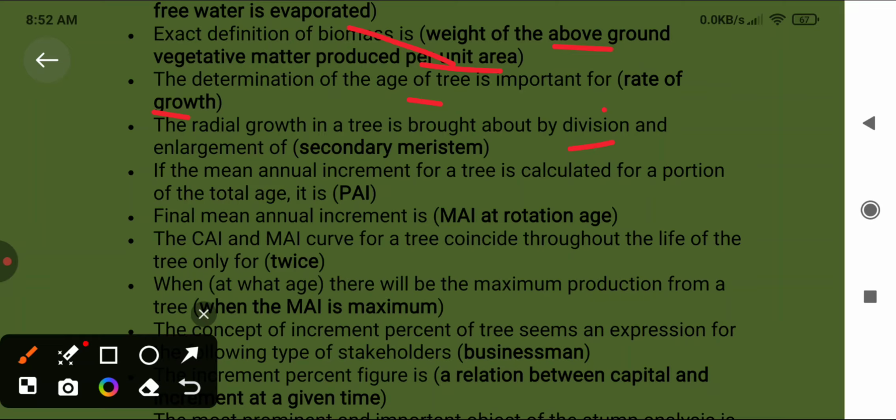brought about by division and enlargement of secondary meristematics. If the mean annual increment for a tree is calculated for a portion of the total age, final mean annual increment is MAI at rotation age. The CAI and MAI curve for a tree coincide throughout the life of the tree only twice. At what age will there be the maximum production from a tree? When the MAI is maximum.